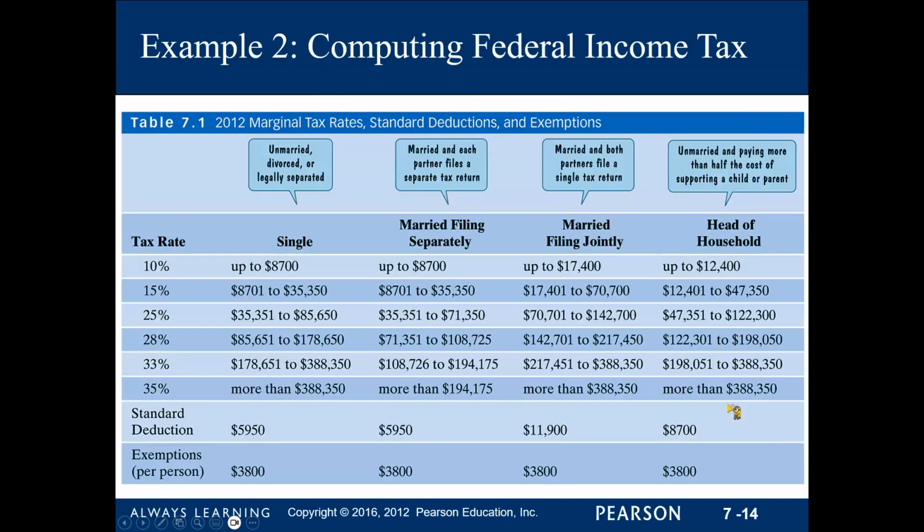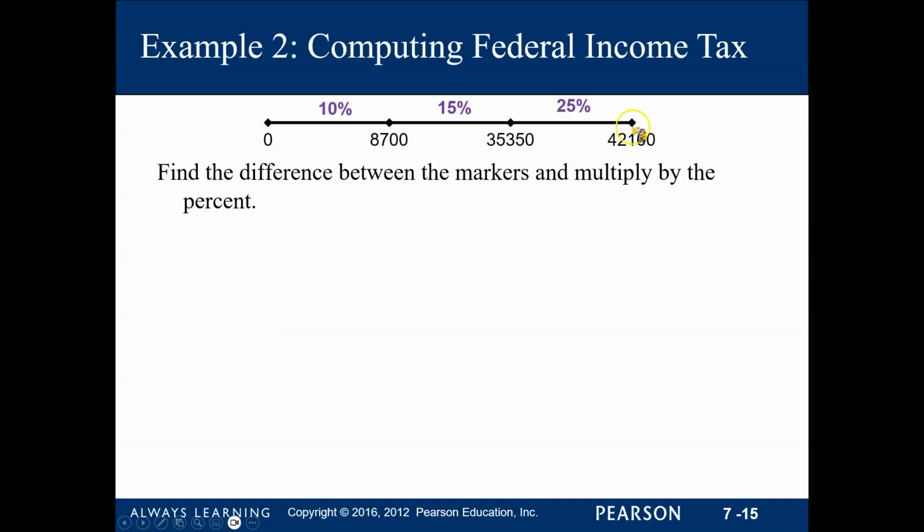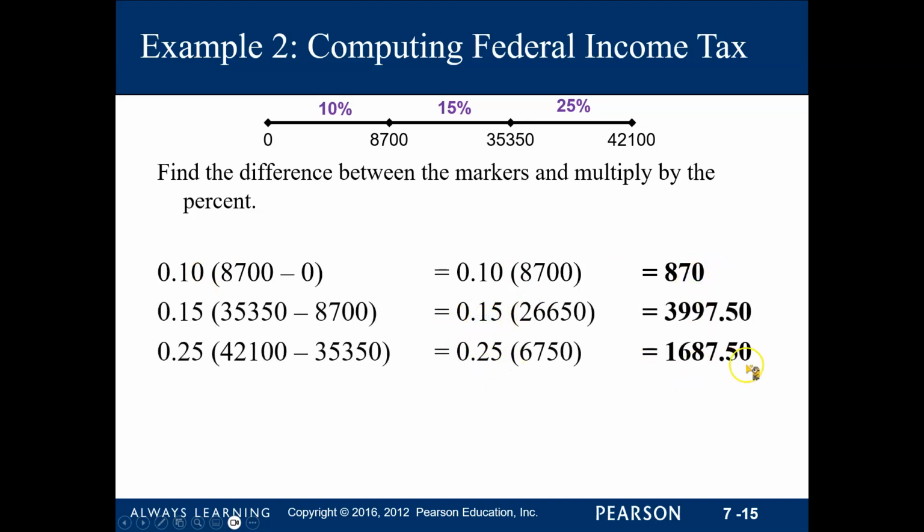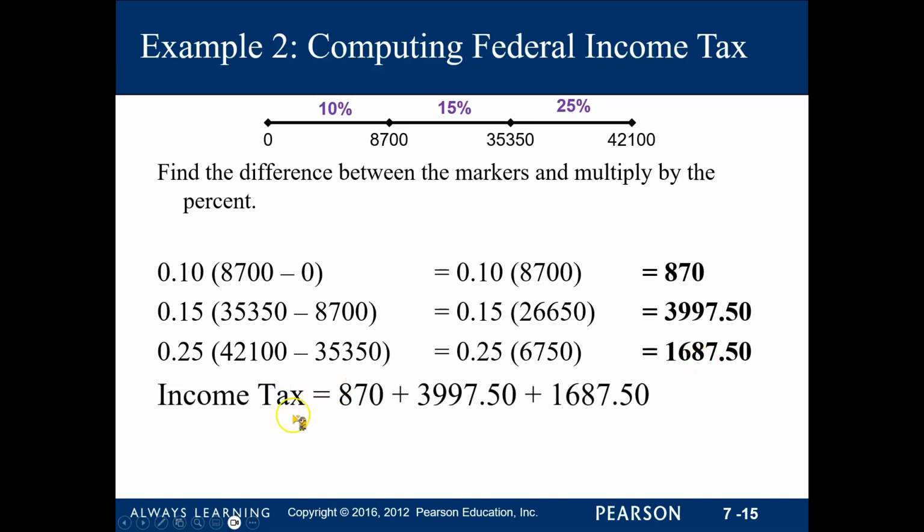So looking at our next example, the other person, the woman with no dependents, her taxable income is, I believe, 42,100. Yes, it is 42,100. Again, 42,100 is in the 25% rate. So we create our number line, our markers, with 42,100 as the last marker. Find the differences, multiply by 10%, by 15%, and by 25%. So here, this person's income tax is 6,555.